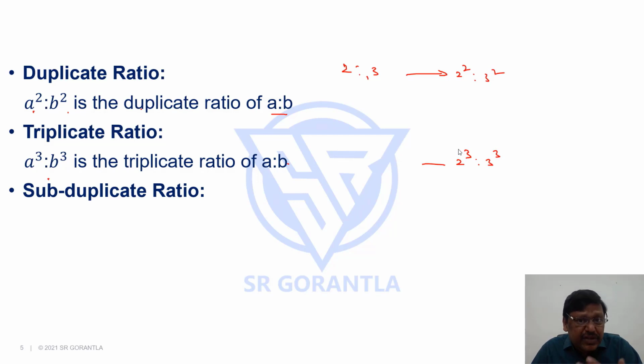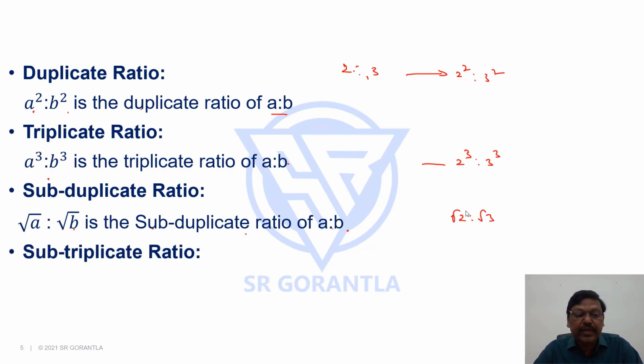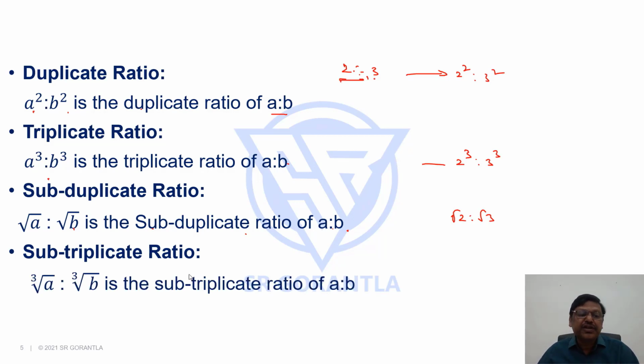And subduplicate means it is square root. Square root of A is to square root of B is the subduplicate ratio of A is to B. For example, for 2 is to 3, what is the subduplicate ratio? Root 2 is to root 3. And subtriplicate means it's the cube root. For 2 is to 3, the ratio will be cube root of 2 is to cube root of 3.